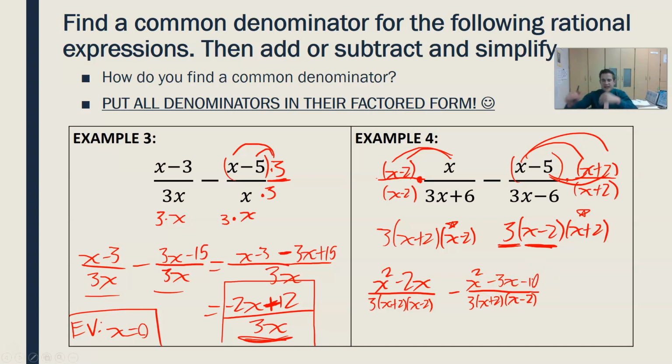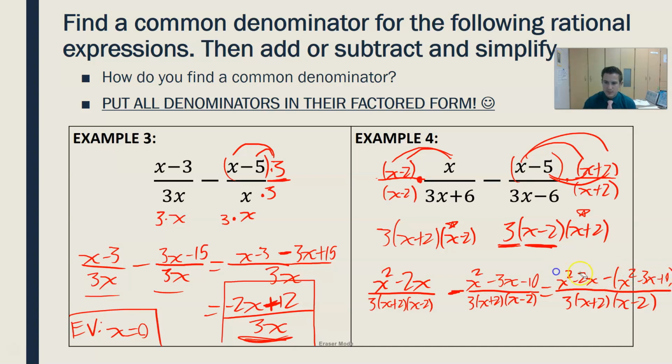So after some working, I still have the same fractions, but I've added in some factors. Now I have x squared minus 2x over 3 times x plus 2 times x minus 2, minus x squared minus 3x minus 10 over 3 times x plus 2 times x minus 2. Now that I have a common denominator, I'm going to just rewrite my denominator here, and subtract the numerators. So I have x squared minus 2x minus x squared minus 3x minus 10.